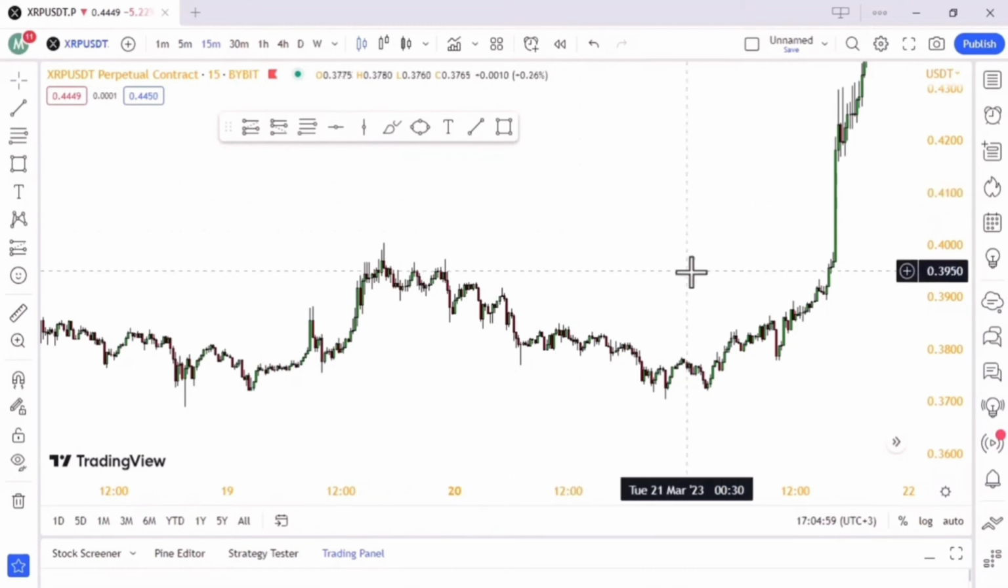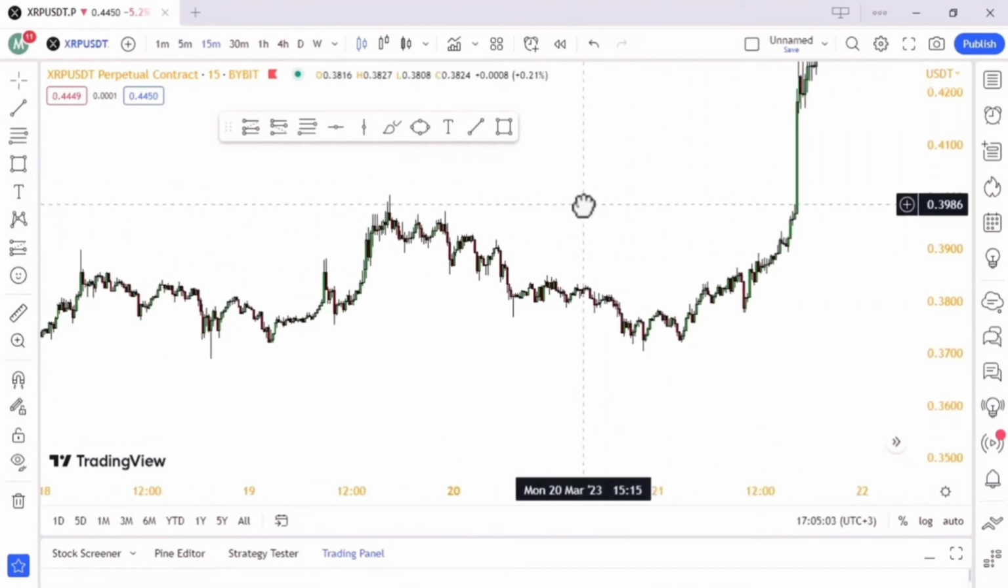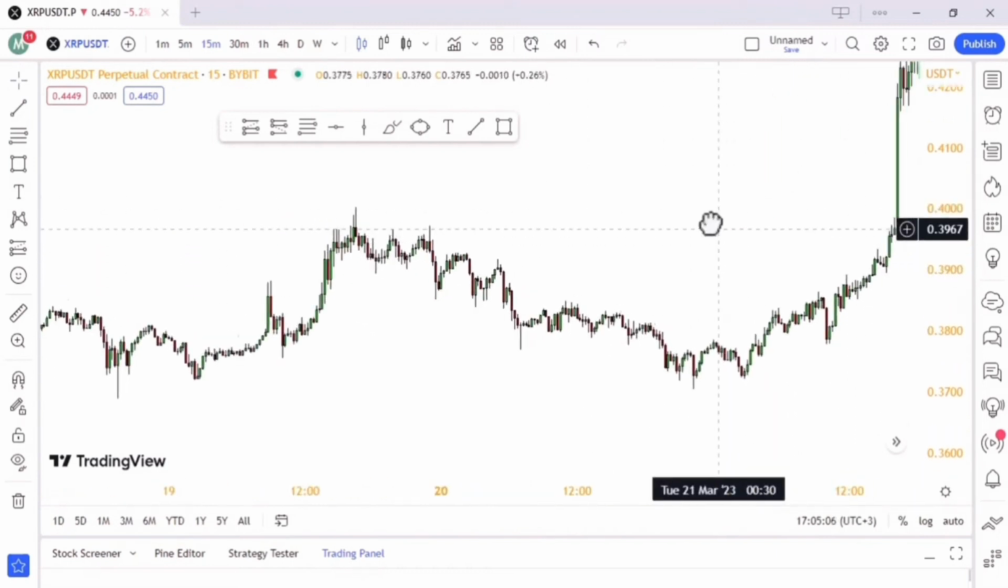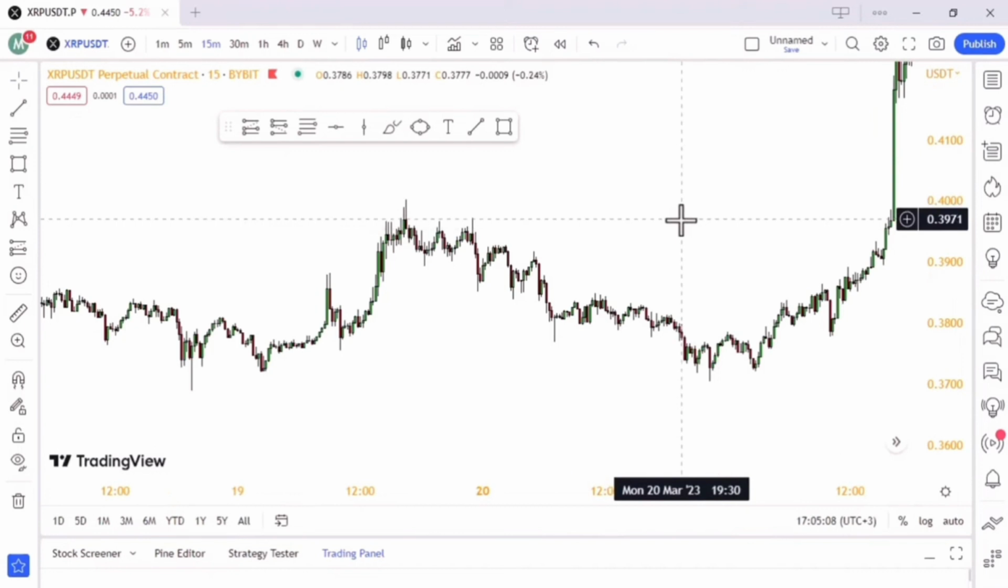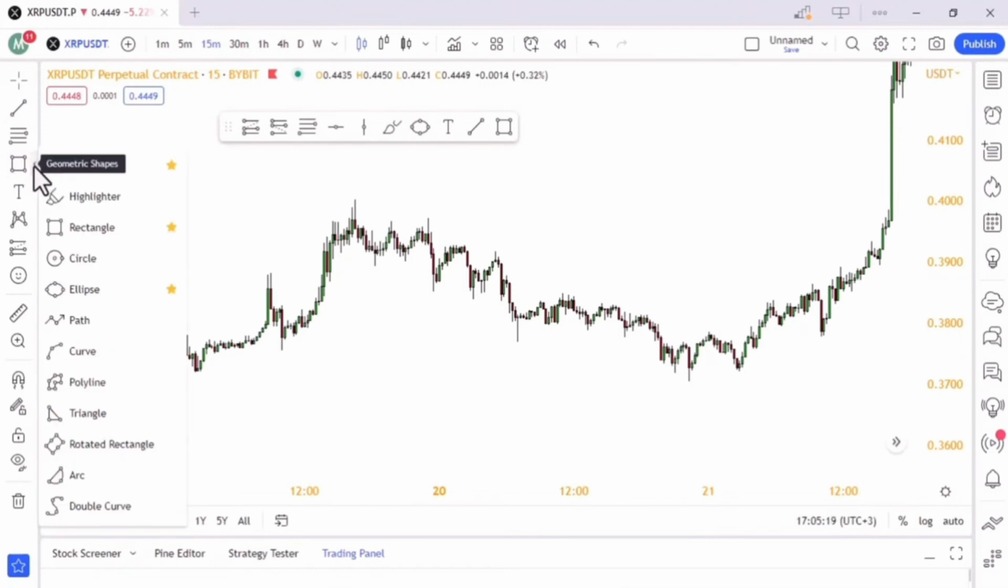But for now, we only want to know how to find these areas. First, what we need is a tool, this tool, which is the rectangle. How can you find that? It can be found simply here. If you click on this arrow, just to the right-hand side of this brush, then you can find it here, and you can make it a favorite, and it will appear up here. Or if you need any other tools, you can just do the same.